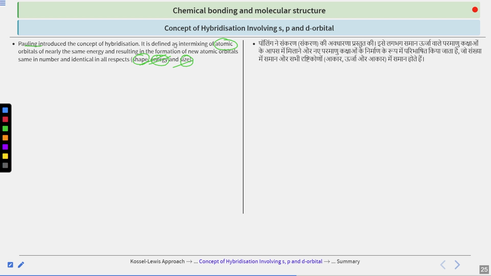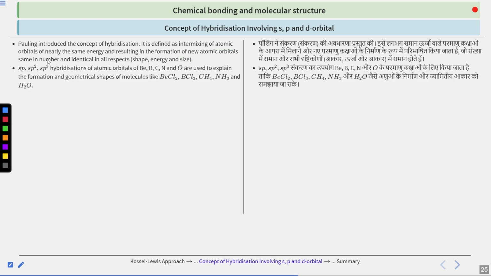First, the shape, size and energy of the resulting hybridized orbitals are the same. This is often misunderstood by students. They don't get this point correctly. The shape, size and energy are all the same, and the number of atomic orbitals that are combining is equal to the number of hybridized orbitals that are formed. So this is also an important point.